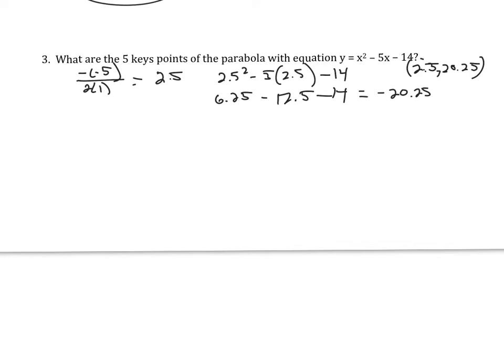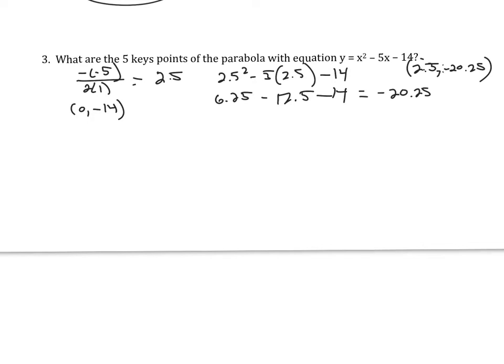Negative 20.25, that is. And that means that we can now move on to figure out our next point. Okay, our y-intercept is clearly going to be 0, negative 14.